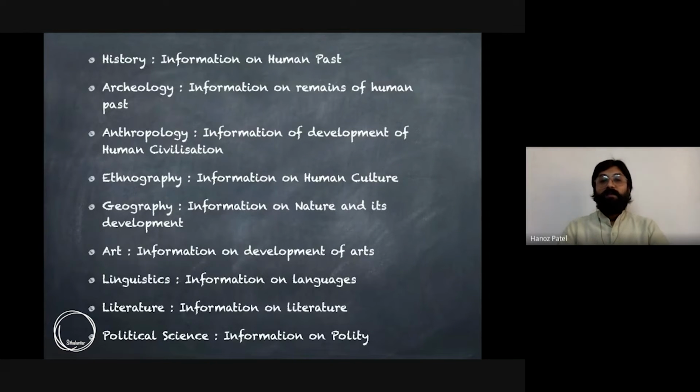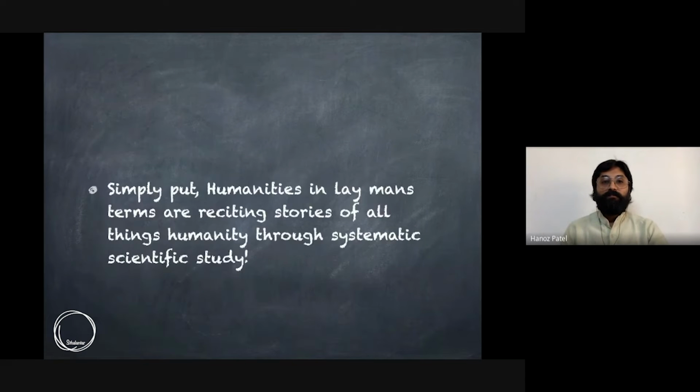So different parameters, different humanities telling you something or the other in a very specific manner. But what is the one common factor in it? All of them are giving you information about humanity, right? So basically what is it all about? अगर हमें बहुत simple terms में humanities या social sciences को देखना है तो they are all telling you stories of all things humanity through systematic scientific study, scientifically study करके, research करके, careful इसका analysis करके, they are just telling you stories, right? It's all revolving around stories.